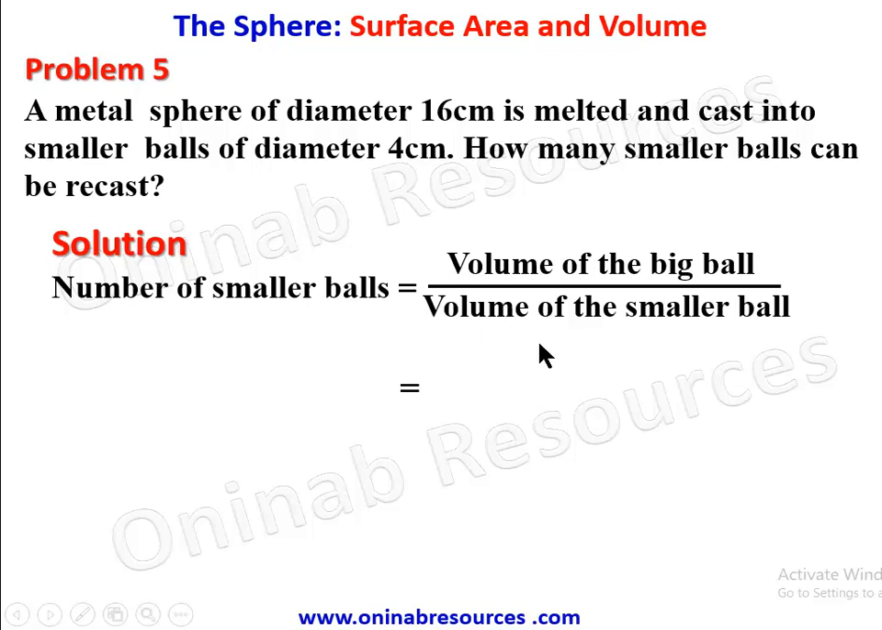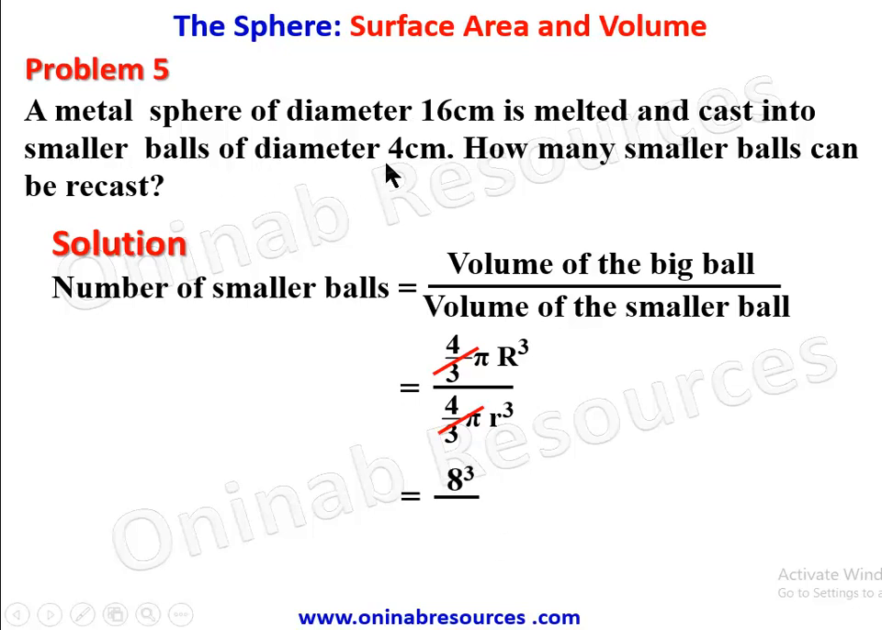So we know the volume of a sphere to be 4 over 3 pi r cubed. We're taking the radius of the bigger sphere to be capital R and that of the smaller sphere to be small r. And if you look at it, 4 over 3 pi will go with 4 over 3 pi. So they are gone. We are now left with R cubed over r cubed. And our big R, the radius of the bigger ball, that's a metal sphere of diameter 16 centimeters. The diameter is 16 centimeters. That will give us 8.